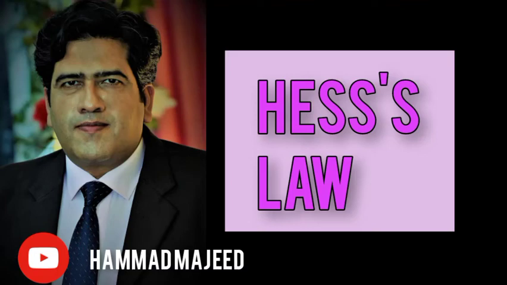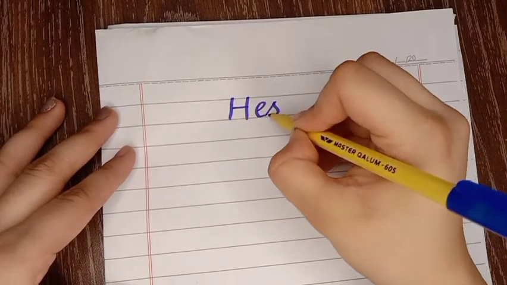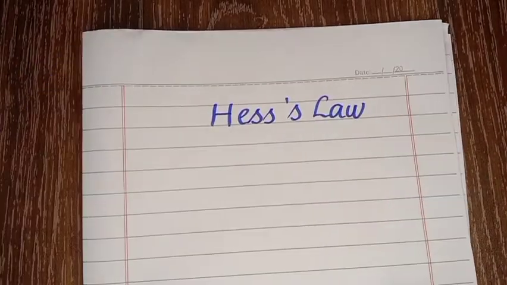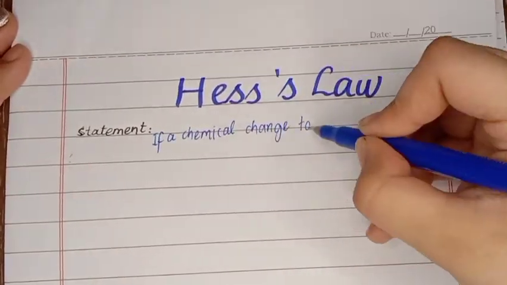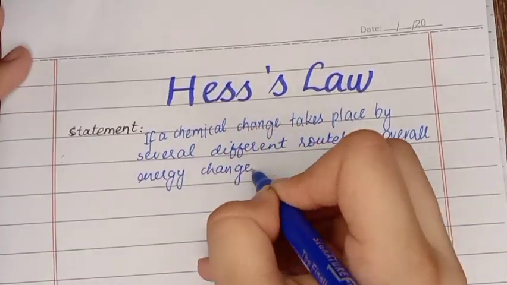So we're going to start from Hess's law. What is Hess's law? I'm going to explain that. The statement of Hess's law explains that if a chemical change takes place by several different routes, the overall energy change remains the same regardless of the route by which the chemical reaction or the change occurs. So we can say that the initial and the final conditions are the same.